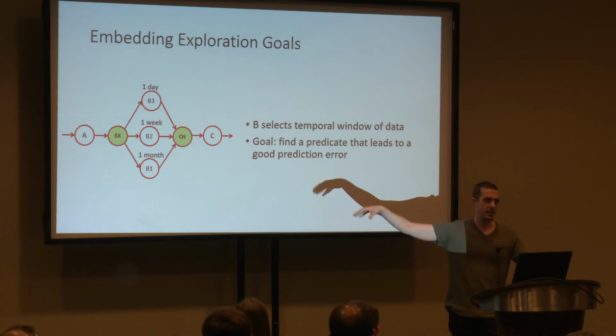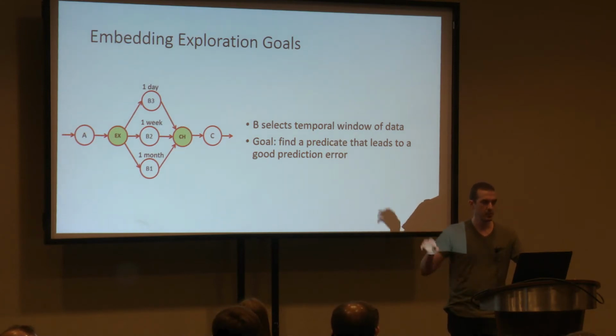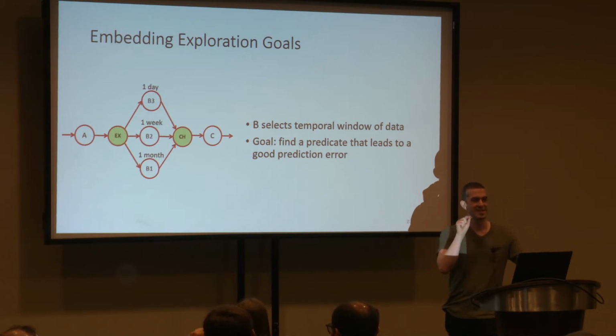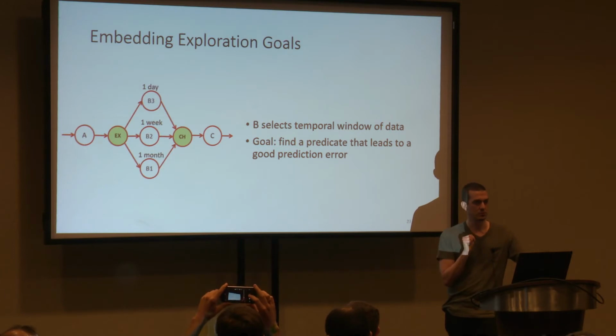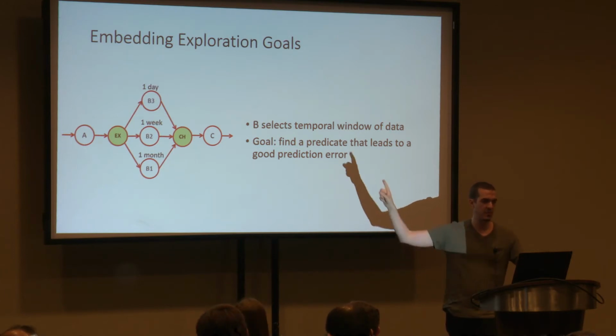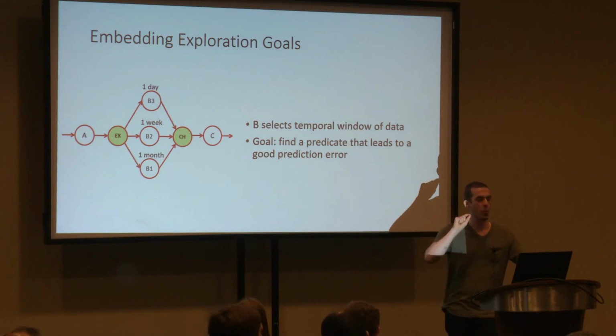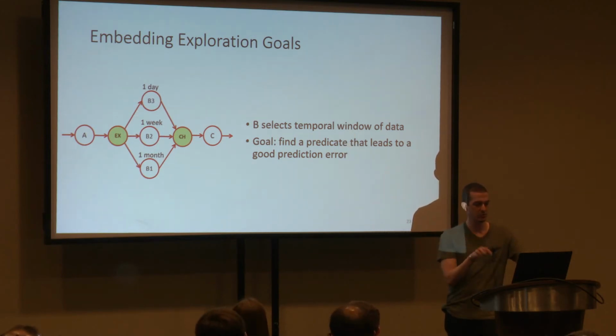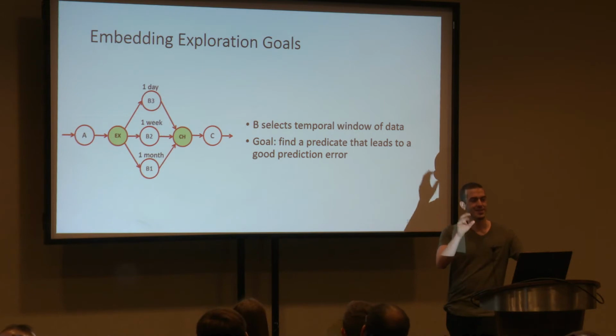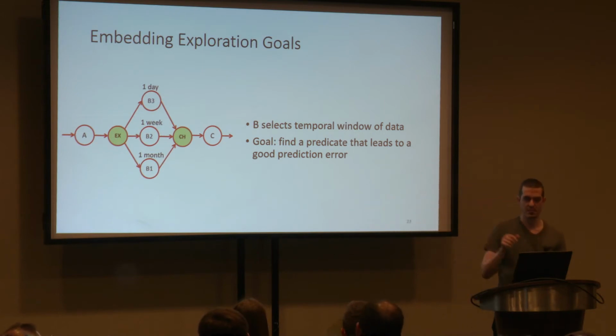So logical data flow, operator A, B, and C. A is cleaning some data. Let's assume that we fixed some operator. B is going to select a temporal window of data, and we have three options for doing so. We can select 1 day's worth of data, and that's going to be B3 at the top. We can select 1 week's worth of data, B2, or 1 month, B1. And then C is going to be fitting some model and producing some results.